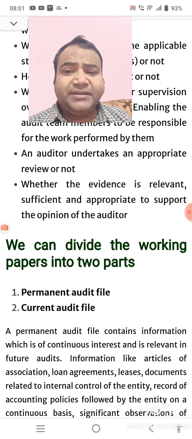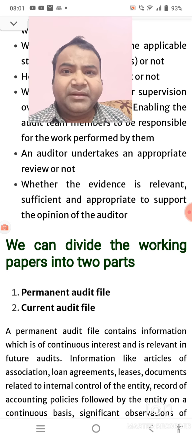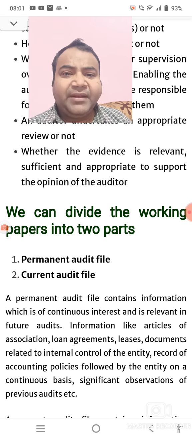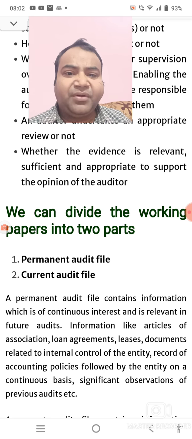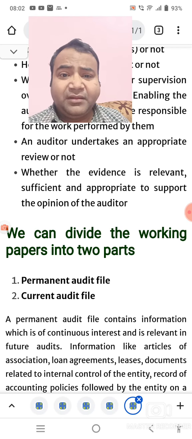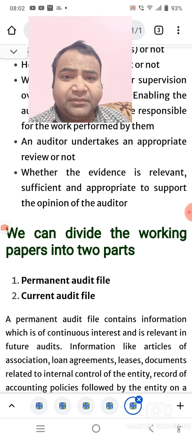Whether an auditor undertakes an appropriate review or not can also be seen from the working paper, as well as whether the evidence is relevant, sufficient, and appropriate to support the opinion of the auditor. So the working paper also provides evidence to support a particular issue.